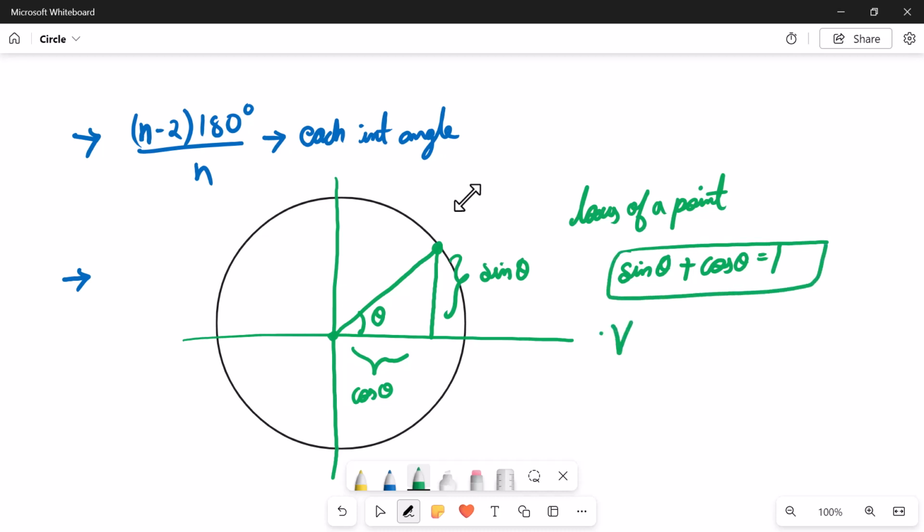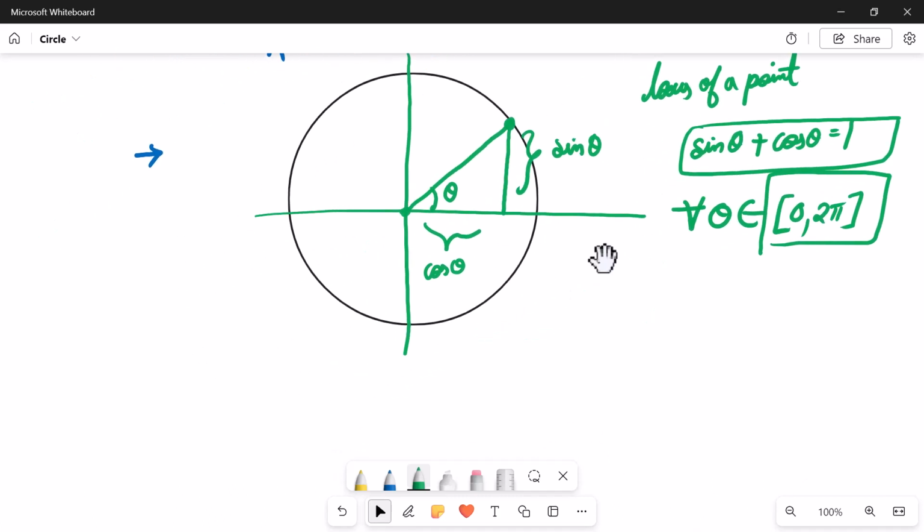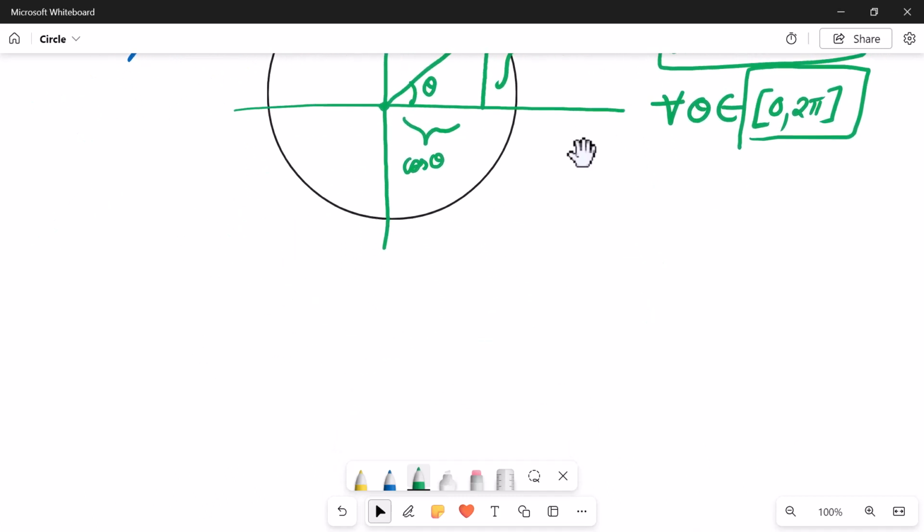where for all theta belonging to this particular range from 0 to 2 pi. So you may define a unit circle as a locus of points which is satisfying this equation for all thetas belonging to this interval from 0 to 2 pi. This is what I want you to know, because this is the expression that we'll use to draw the circle in our Python notebook.